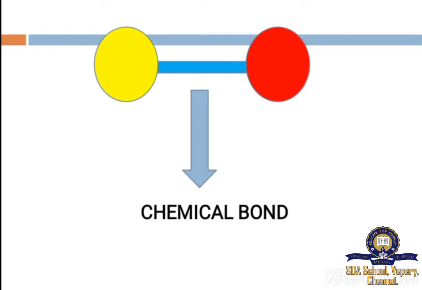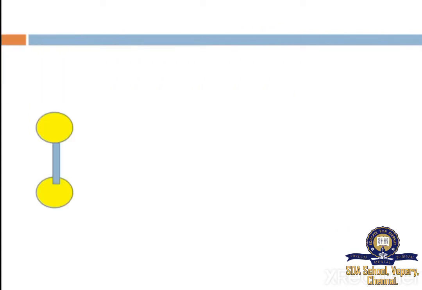For instance, consider this as a molecule. In this, you can see two yellow atoms, right? Two yellow atoms are held together by a chemical bond. So, this is a chemical bond. Now, this molecule should react with another molecule to form the product.